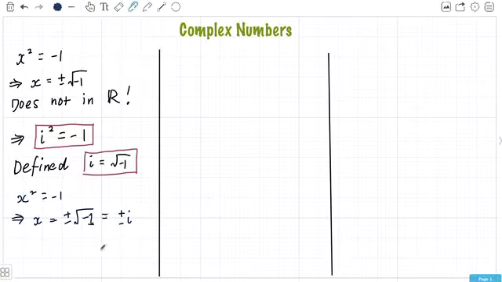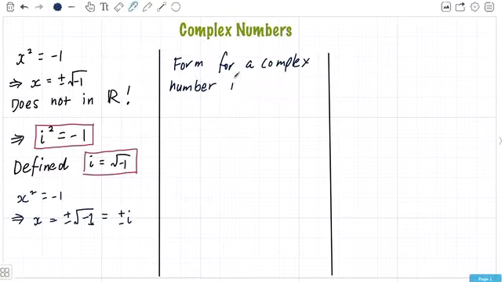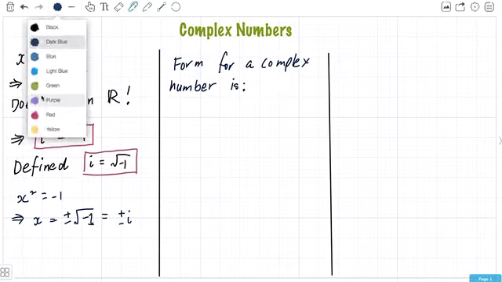So this complex number i allows us now to work with square roots of negative numbers, which we couldn't do before. The other important thing to understand with a complex number is that we write it with two parts, a real part and an imaginary part. So the form for a complex number is written, generally we use z. So we call a complex number z.